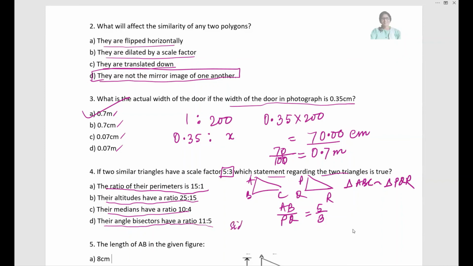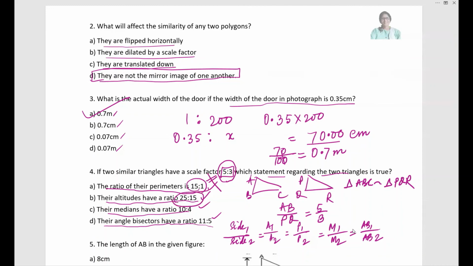All are ratio of the sides. That means side 1 upon side 2 of the triangles is same as altitude 1 by altitude 2, same as perimeter 1 by perimeter 2, same as median 1 by median 2, same as angle bisector 1 by angle bisector 2. So you have to find out of these which is equivalent to 5 by 3. So 15 by 1 is not equivalent to 5 by 3. Now coming to this one, 25 by 15. If we make it lowest, it will be 5 by 3. So B is the answer.